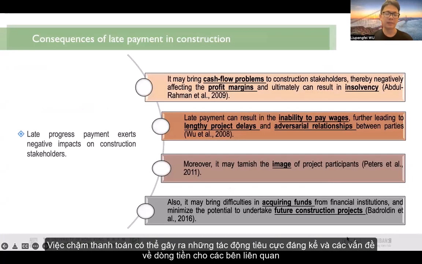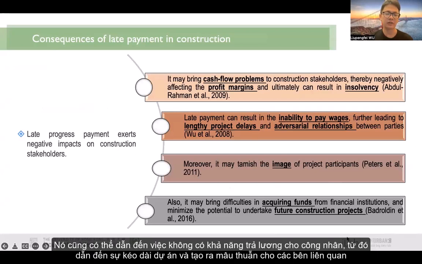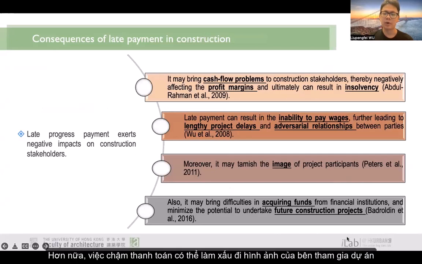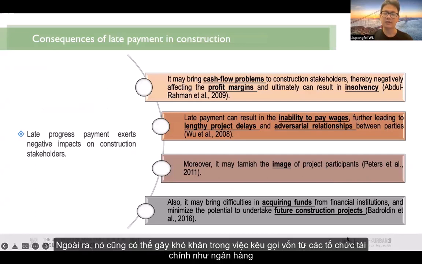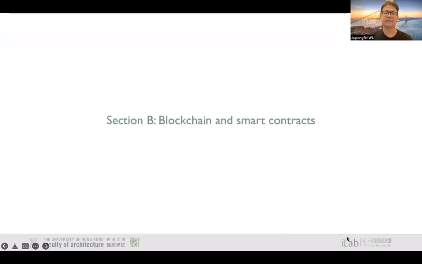Late payment may bring significant negative impacts on the construction stakeholders. It may bring cash flow problems to the construction stakeholders. It can also result in the inability to pay wages, further leading to lengthy project delays and adversarial relationships between parties. Moreover, it may tarnish the image of project participants. Also, it may bring difficulties in acquiring funds from financial institutions, such as banks.